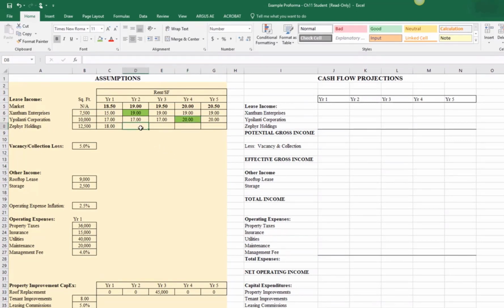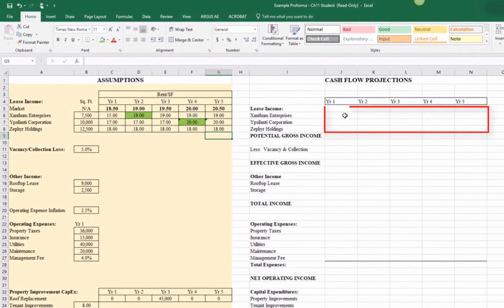And then for Zephyr, they're staying at $18 a square foot for all 5 years. So let me just go ahead and copy that across, get rid of the bold, and there's nothing to highlight there because their lease is set for all 5 years. So we've got the leasing assumptions in, and so now I can go over here to the cash flow projection side and get some more specific dollars that are in here.